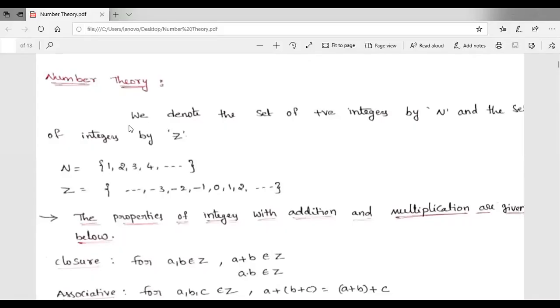So in this class, we are going to discuss the second part of the combinatorics third unit. So that is number theory. Okay. So number theory.